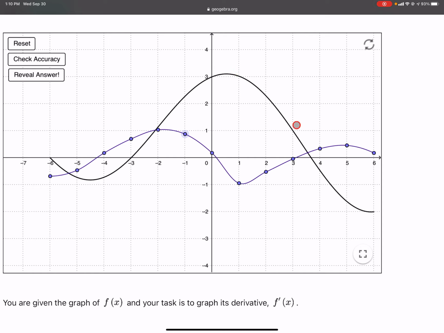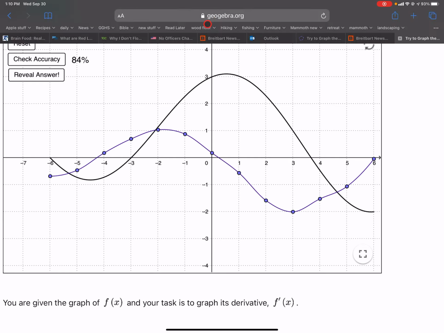Here it gets bigger and bigger negative, and that's a big negative, maybe a slope of -2. So if I bring that down to -2 and then gradually get there, and then it looks like it gets less and less steep and 0 again. Check my accuracy. Wow, 84%.